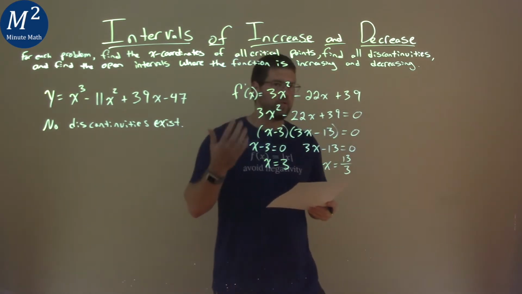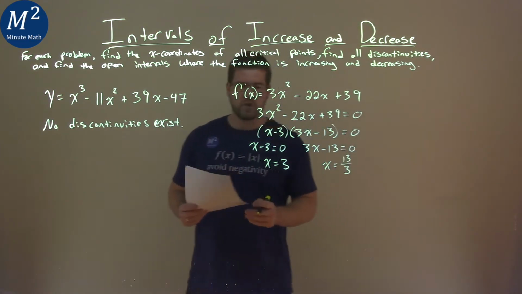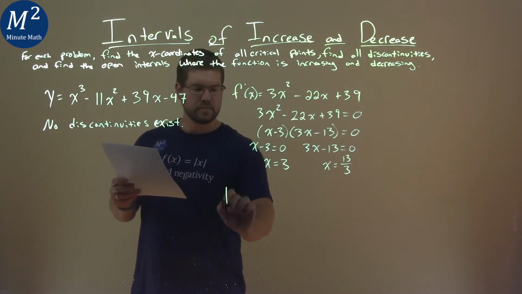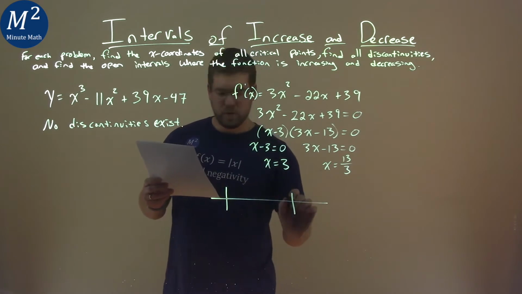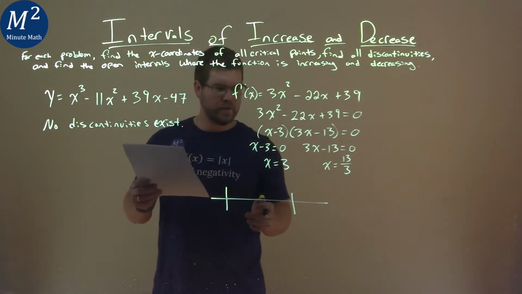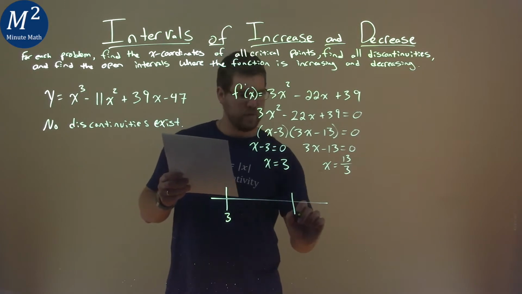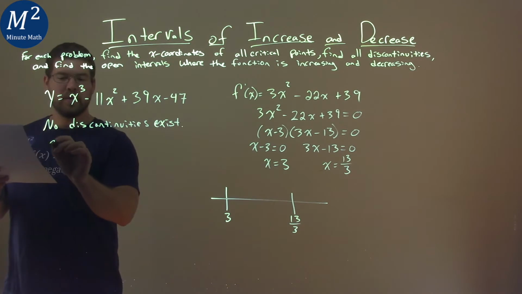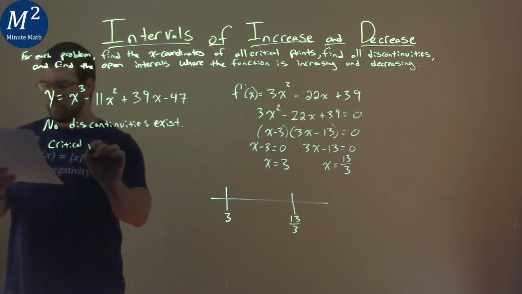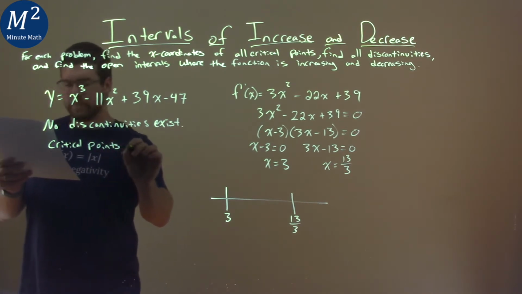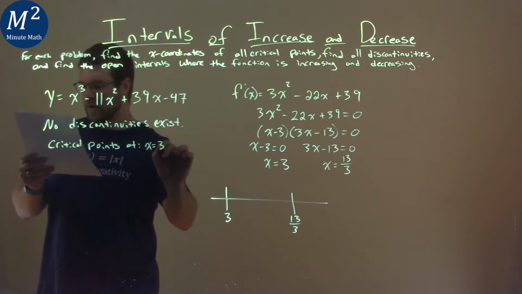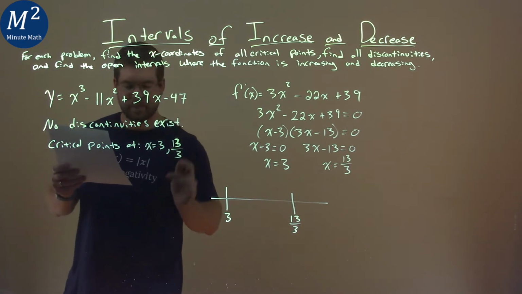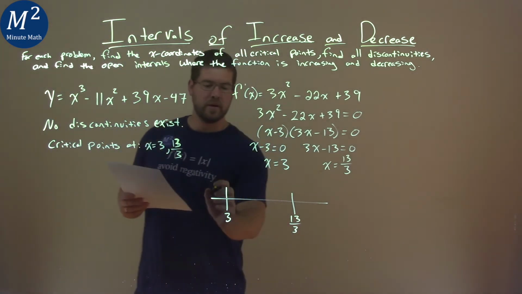So where do we go from here? Well, we make a little chart. This is a chart I like to really make here. I take my two critical values here, okay, two critical values, and I'm writing them from increasing to decreasing. So we have 3 here and 13 over 3. And actually, while we're at it here, let's mention our critical points at x equals 3 and x equals 13 over 3. Okay. So now we've got to find where they're increasing and decreasing.